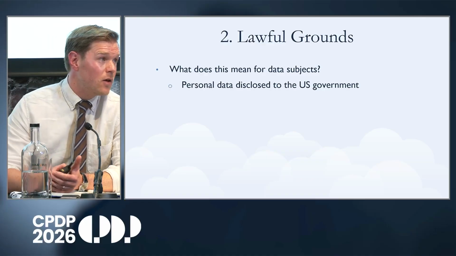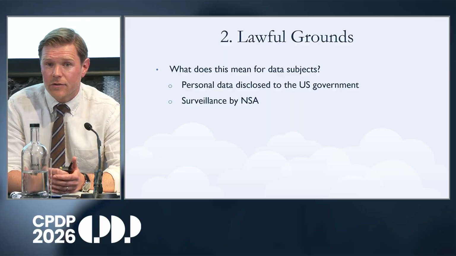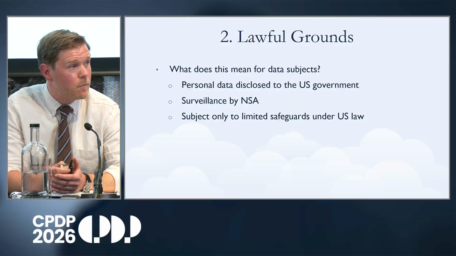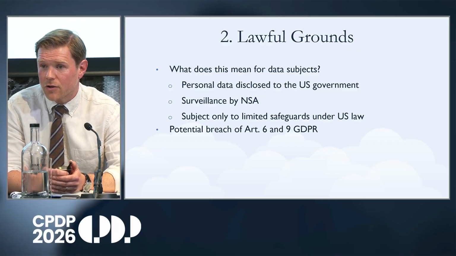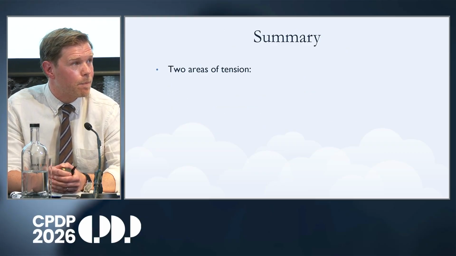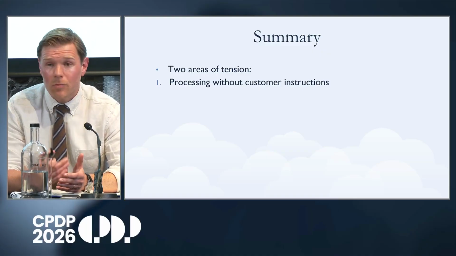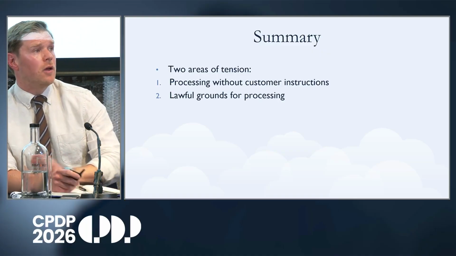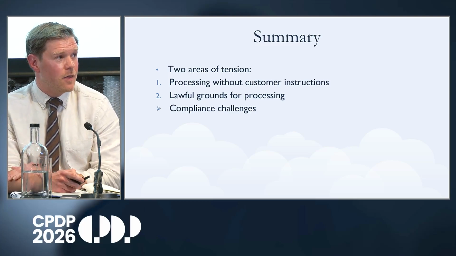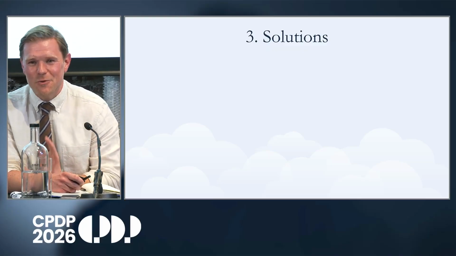So what does all this mean in practice for data subjects? Well, as things stand, their personal data can be disclosed to the US government, and they can be subjected to surveillance by the NSA, subject only to limited safeguards under US law. And that is potentially a breach of Article 6 and 9 of the GDPR. So to sum up then these two areas of tension, we've spoken about the problem of processing without controller instructions and the question of what lawful grounds for processing would apply. These present compliance challenges, and to close my presentation, I'll mention a few possible solutions.